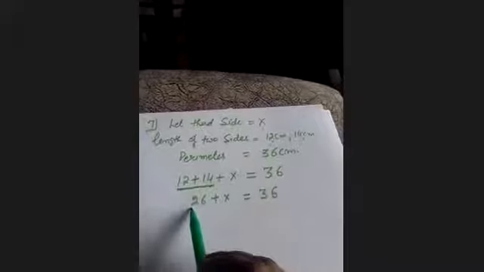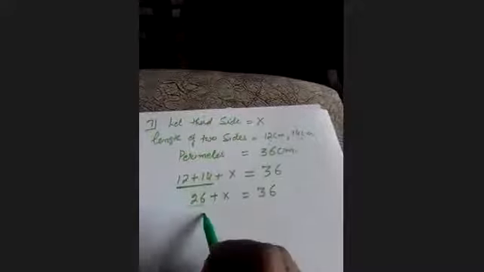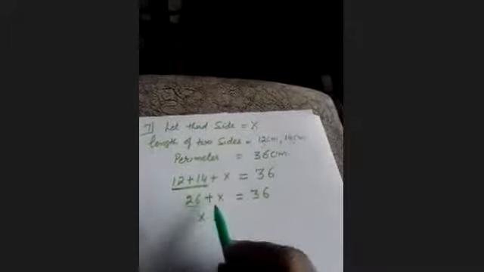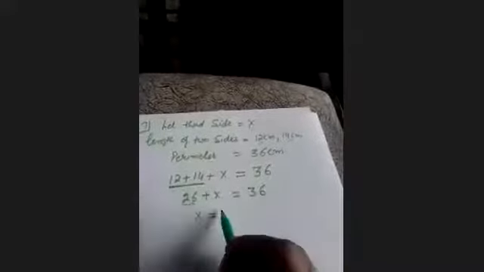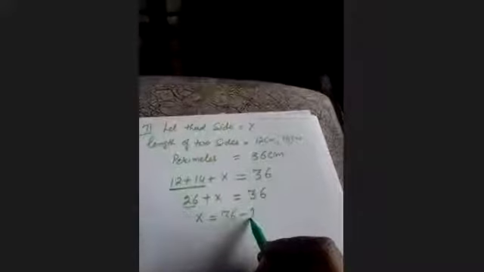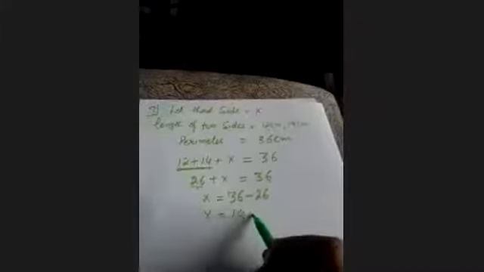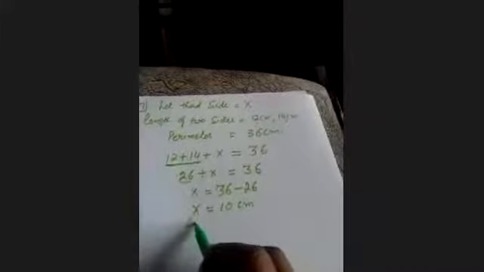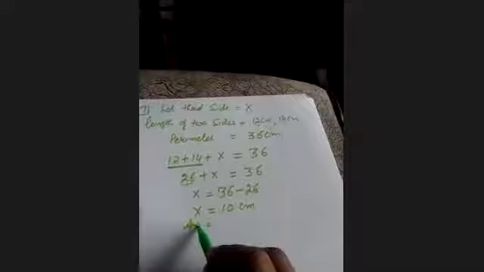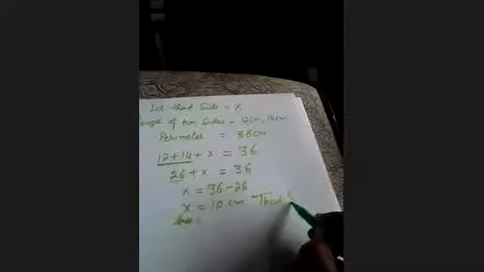Then shift 26 to the right side. When we shift 26 to the right hand side, we subtract 26 from 36. 36 minus 26. So the third side is 10 centimeter. Clear, students?